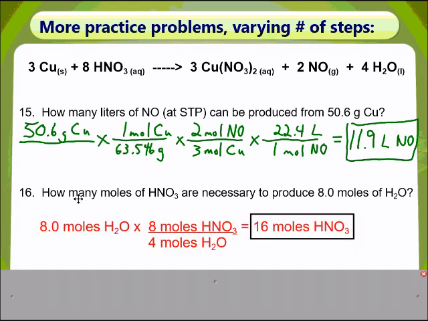Number 16 was easy. It gave you moles and asked for moles. So almost a trick question. 8.0 moles of H2O. Don't need to convert that to moles for step 1 because it's already there. Step 2, mole to mole ratio. Moles of H2O on bottom, moles of nitric acid on top. Do the math, you get 16 moles of HNO3, or nitric acid.